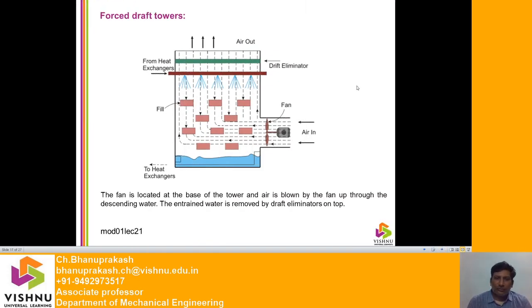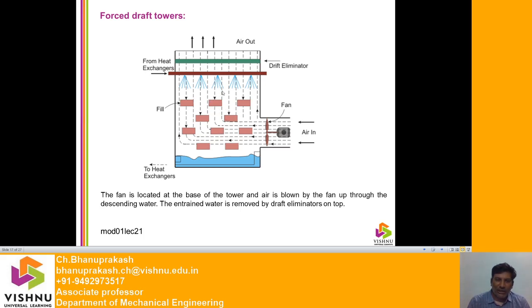Forced draft towers. The name itself indicates very clearly: forced means you have to use a fan. The fan is located at the base of the tower and air is blown by the fan, so the air will be flowing in the upward direction. But the water will be descending. Water will be sprayed here. So air will be flowing and water will be spraying.